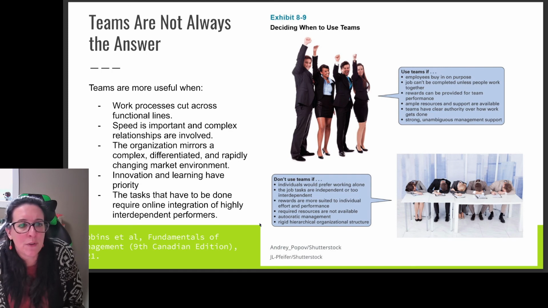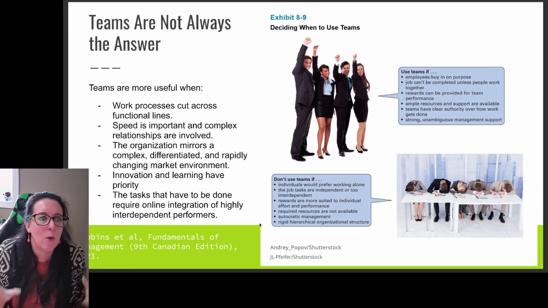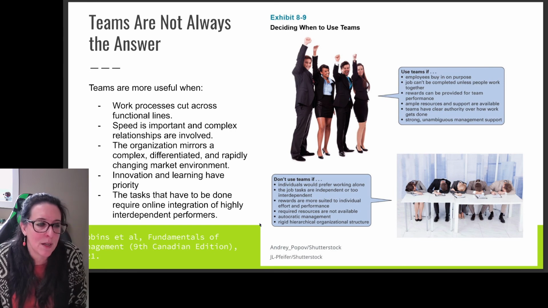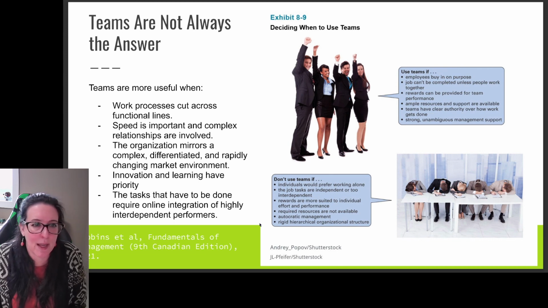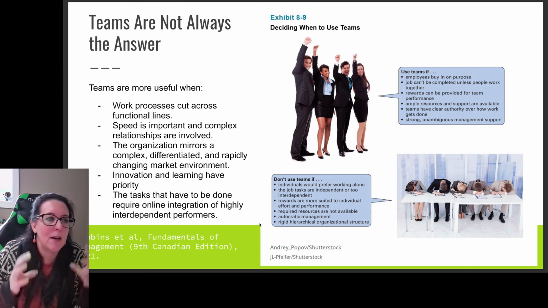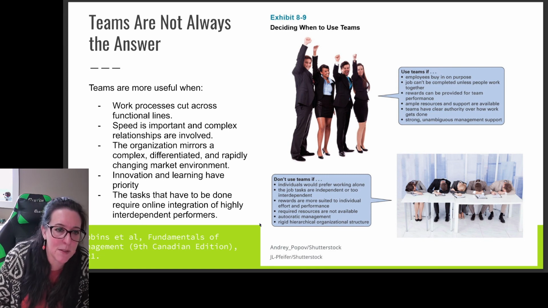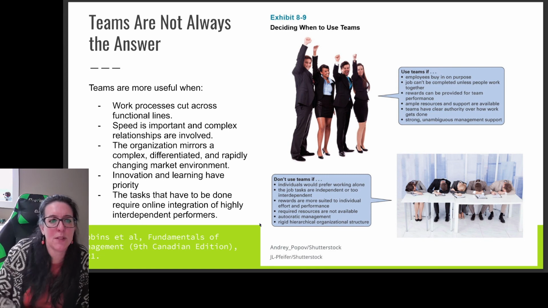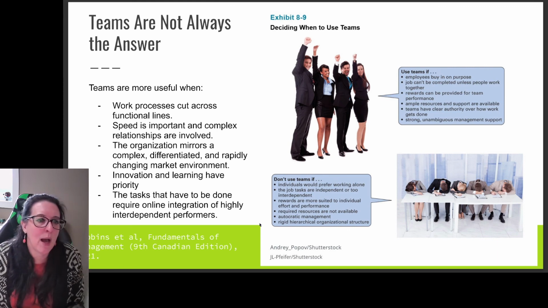Teams are more useful when we can take those work processes and cut them across functional lines. Smaller groups if speed is important. We need groups if it's very complex, so we need to understand different perspectives, different relationships. If the organization itself is quite complex, if we need more creative thinking, more innovation, right? We've talked before in terms of the benefit of teams. And we need to look at how teams best work together. How do we need people to interact in order to be effective?